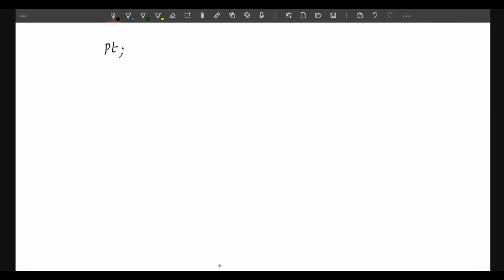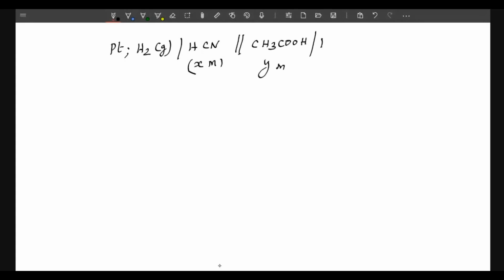Similarly, another one is platinum as the conductor, with hydrogen gas dipped in HCN, hydrocyanic acid, with concentration x molar, and with a salt bridge, acetic acid. Here also the acid is furnished at y molar, and hydrogen is dipped with platinum. Here the pressure of hydrogen is not given, therefore it will be 1 atmosphere pressure. Now you have represented the electrolyte concentration cell.